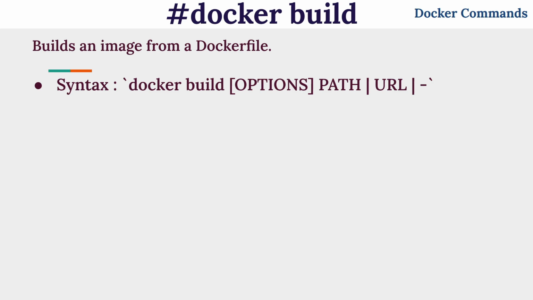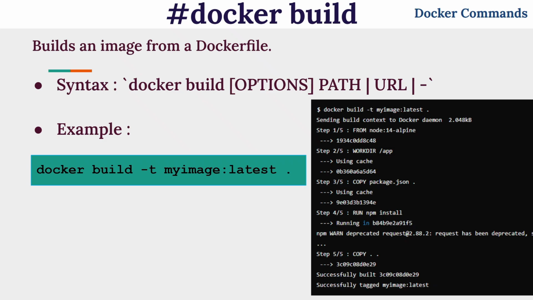Options: path, URL, dash. Path specifies the location of the Dockerfile and the build context, files to be included in the image. URL, a Git repository URL containing a Dockerfile. Dash reads a Dockerfile from standard input, stdin. The Docker build command is essential for creating Docker images efficiently and reproducibly. By understanding its options and components like Dockerfile and build context, you can build customized Docker images tailored to your application's requirements. Let's see the next command.